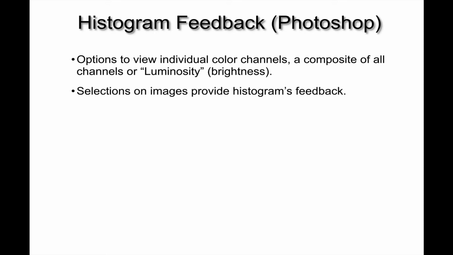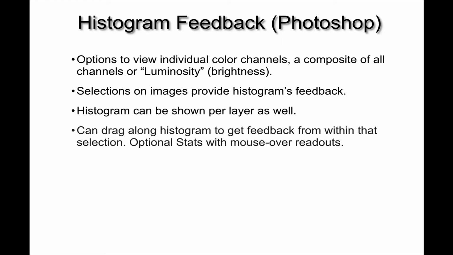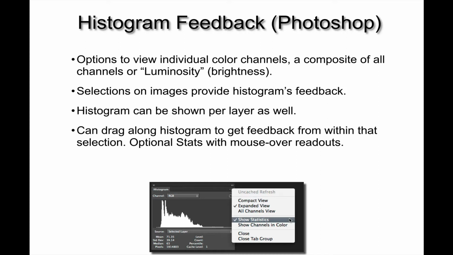So you've seen that selections on images provide histogram feedback. Even if you don't have layers, you can make a selection, move around the image, and the histogram will update. Histograms can be shown per layer. We can drag within a histogram to update the feedback with the stats. Basically, what you want to do is make sure that you have show statistics on if you want that particular feedback seen.